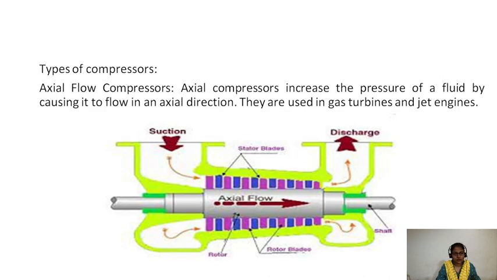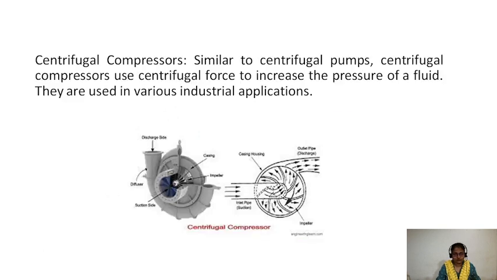Now coming to types of compressors. Axial flow compressors. Axial flow compressors increase the pressure of the fluid by causing it to flow in the axial direction. They are used in gas turbines and jet engines. Centrifugal compressors. Similar to the centrifugal pumps, centrifugal compressors use centrifugal force to increase the pressure of a fluid. Mind it, here the fluid is a gas. They are used in various industrial applications.